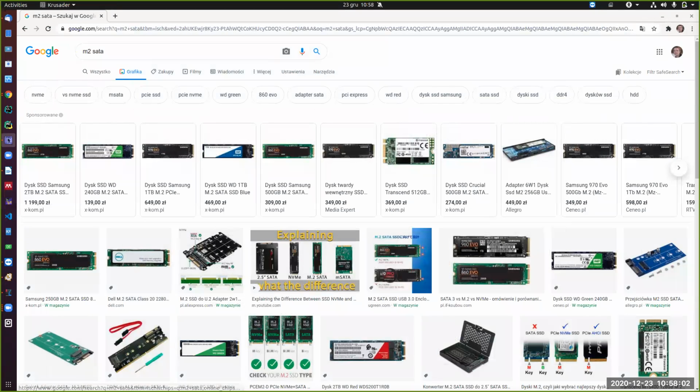Now I'd like to start the lecture, which is somehow a continuation of the lecture about interfaces, but I'd like to focus on computer networks.